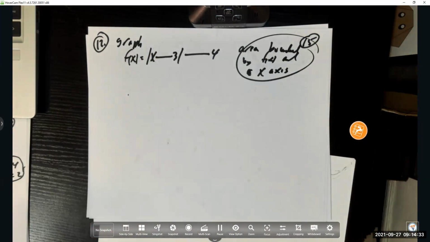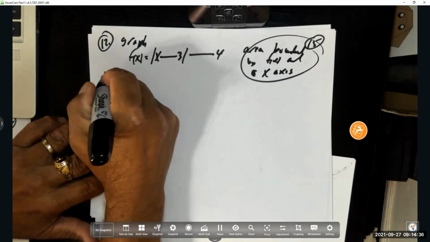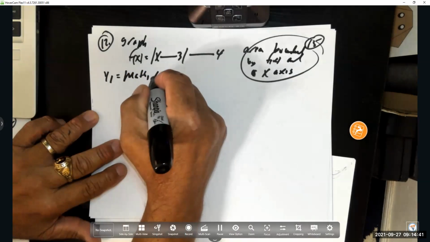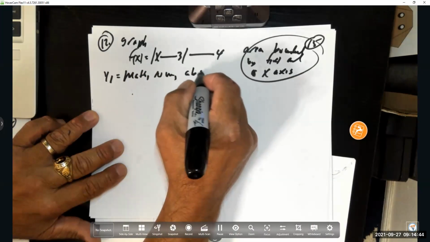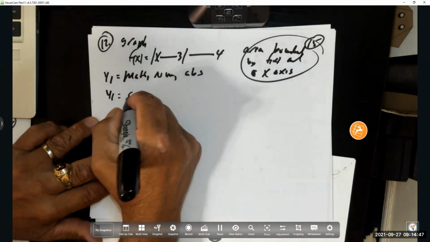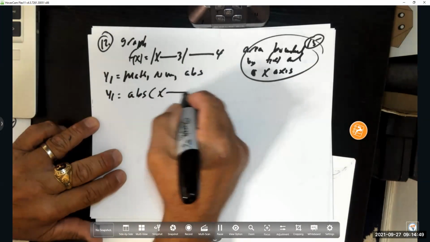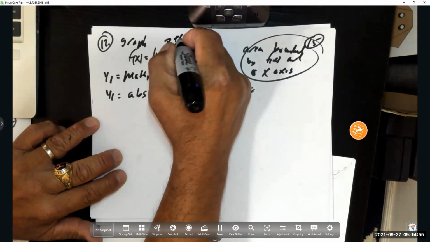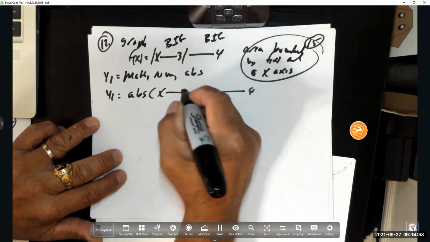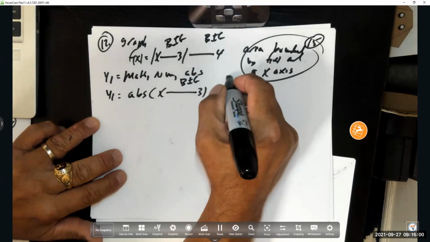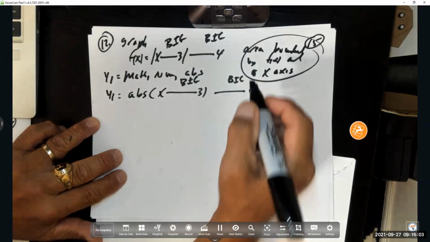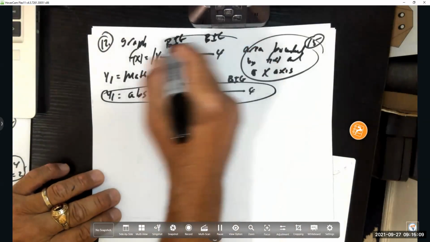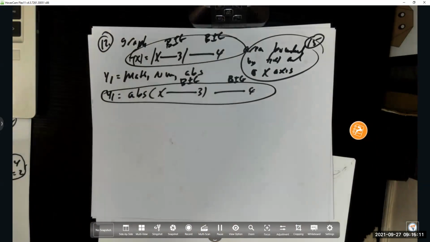The way you do this in the graphing calculator is you go Y1 is math, number, apps. Y1 is going to be ABS of x minus 3, minus 4. Now, I don't know which one you have. It could be the top one, or it could be this bottom one here. I don't know what you have, okay? All right, ready? I'm gonna put it in my machine.